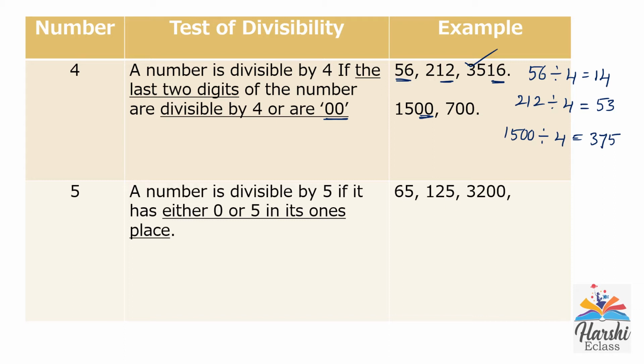375 will be the quotient. If you divide 1500 by 4, 375 will be the quotient. So 4 can divide the numbers which are ending with two zeros without leaving any remainder. 700. 700 is also ending with two zeros. In its ones place and tens place there are zeros.